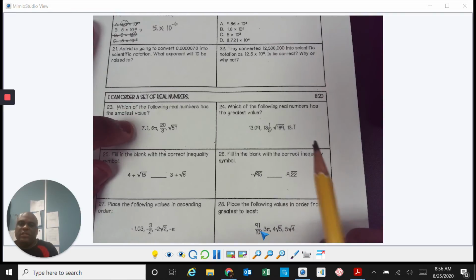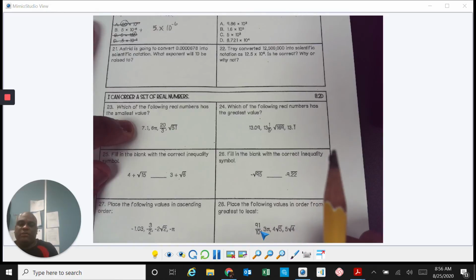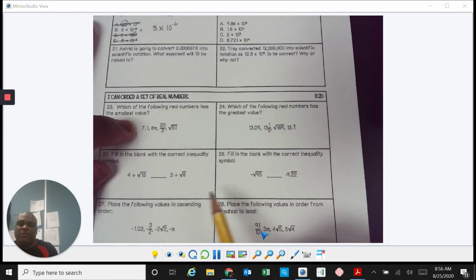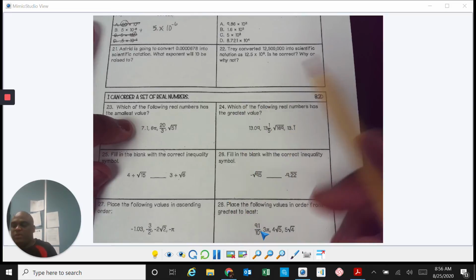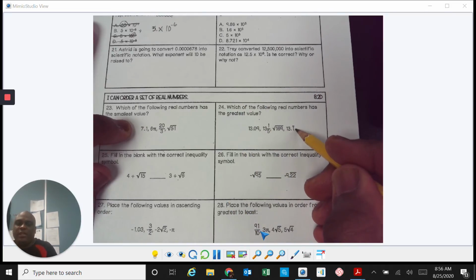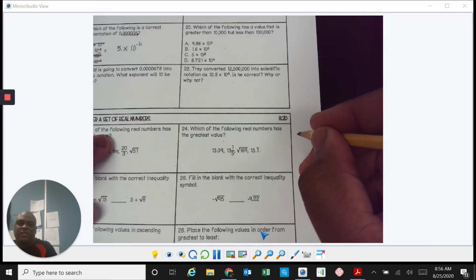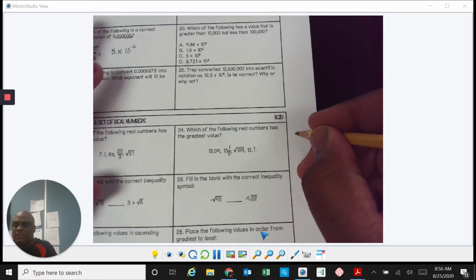This one just says which one is the smallest value. Convert them to decimals and compare them. Right. Which one of these values has the greatest value? Put them in decimals, put them in order. If they are already in decimals, remember the difference between repeating numbers. I'm going to do this over here. Just make sure you pay attention to this, especially if you get it on your test.